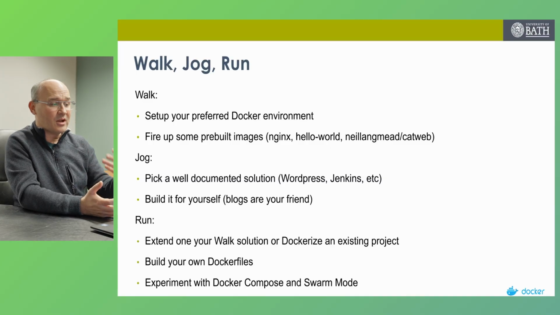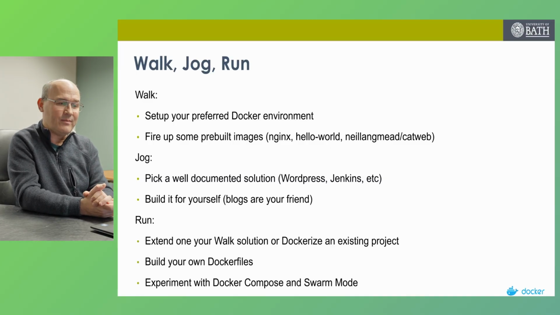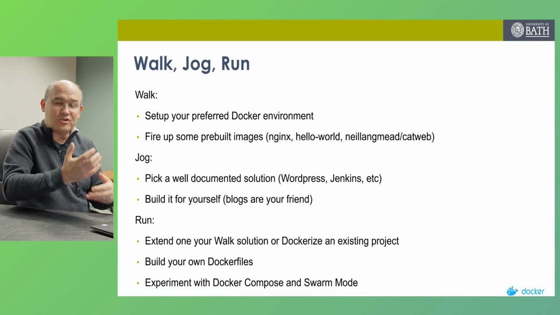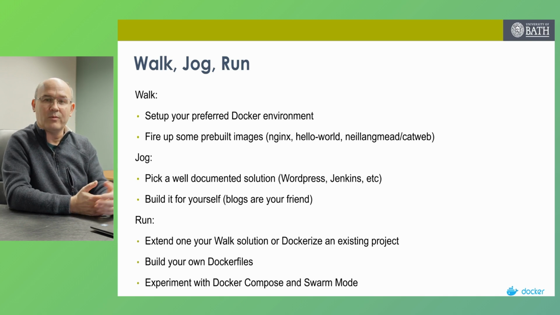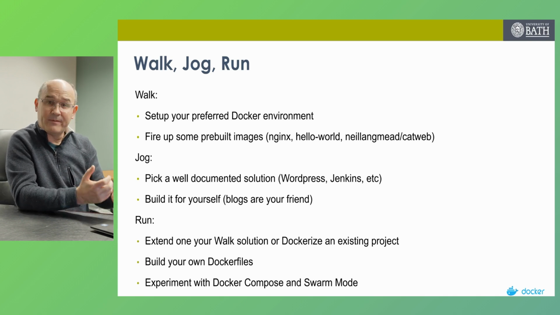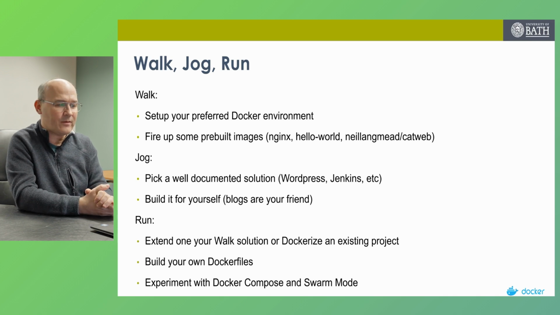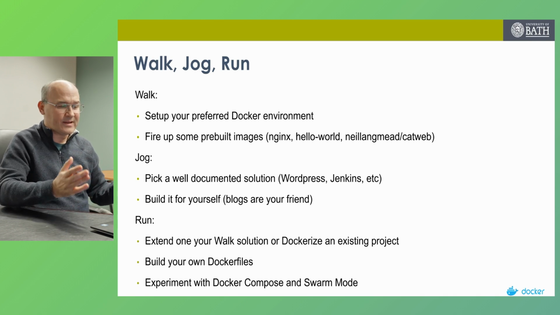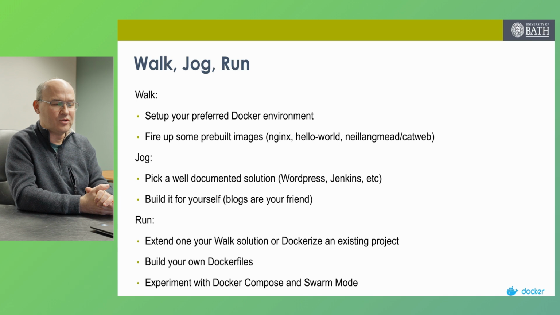So learn to start to walk, try some pre-built images. Then we just jog a little bit. We can look at WordPress, build it for yourself. There's tons of blogs out there on docker.com and other communities. Ask ChatGPT for example Docker files. ChatGPT knows a lot about Docker. And then try it yourself. Extend your own walk solution, Dockerize your own projects. We would love to see Docker containers.